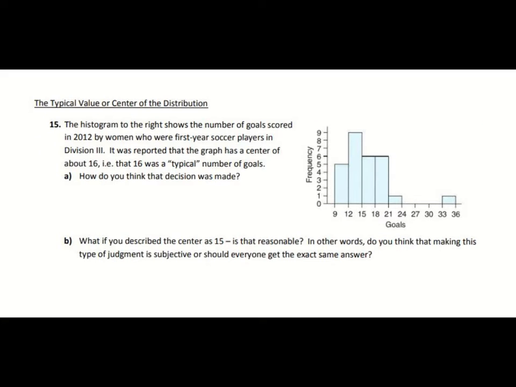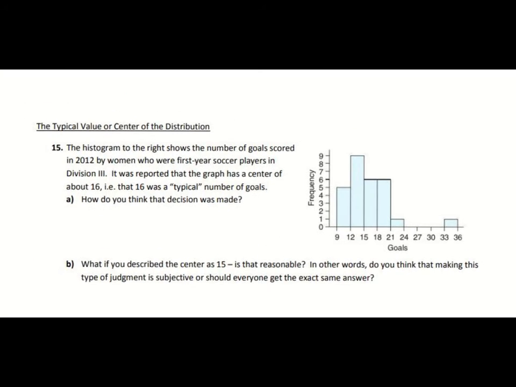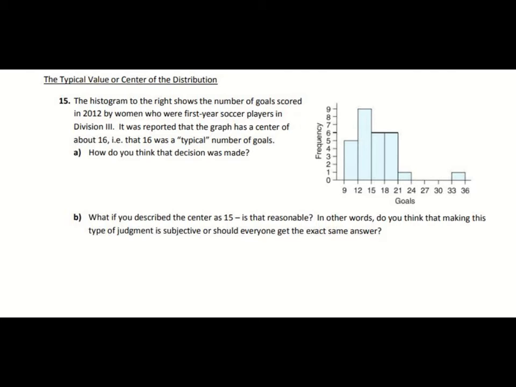The next thing to look at is the typical value or the center of a distribution. Right now, without calculating it, when I ask for the center, you're looking for the middle of the graph. The histogram at the right shows the number of goals scored in 2012 by women who are first-year soccer players in Division 3, and it reports that the graph has a center of 16. That was your typical number of goals. How do you think this decision was made? It was made because 16 was about in the middle of your graph.